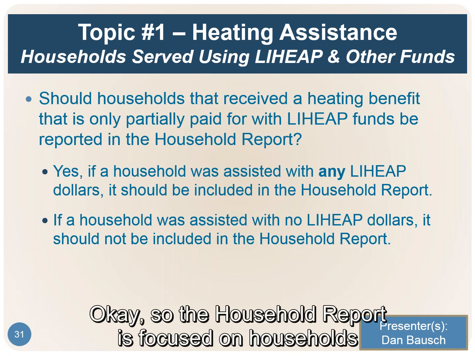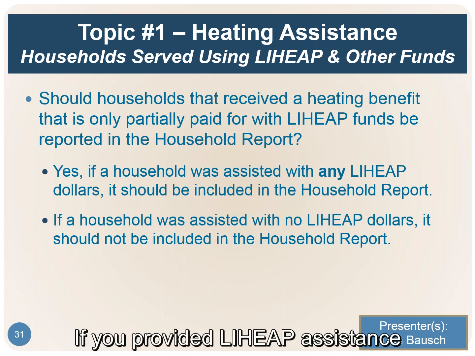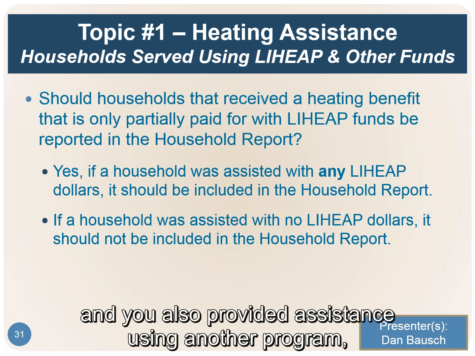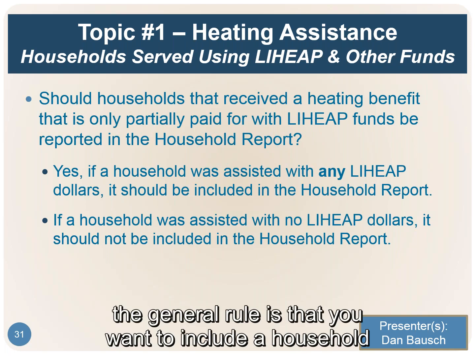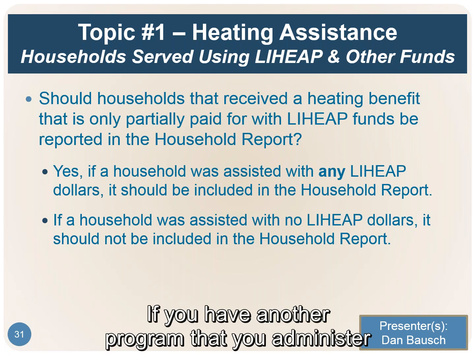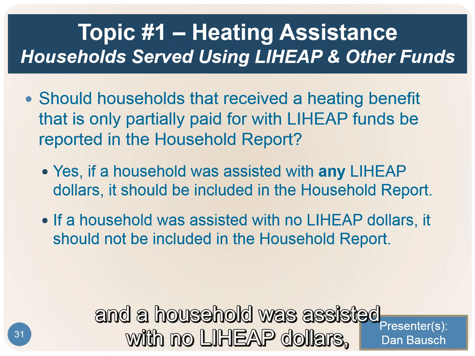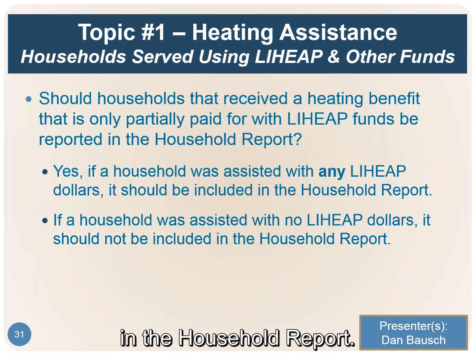Okay, so the household report is focused on households that were assisted with LIHEAP. So if you provided LIHEAP assistance and you also provided assistance using another program, another source of funds, the general rule is that you want to include a household in the household report if it received any LIHEAP funds. If you have another program that you administer and a household was assisted with no LIHEAP dollars, then that household should not be included in the household report.